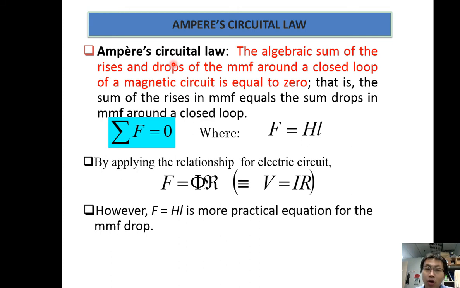So Ampere circuit law. Ampere circuit law is quite similar to the Kirchhoff voltage law and the current law. Ampere circuit law states that the algebraic sum of the rises and drops of the MMF around a closed loop of a magnetic circuit is equal to 0. So total F will be equal to 0. Which means when we generate the magnetic flux that flows through the steel, all the source to the magnetic circuit reluctance components will sum up to 0. Okay? And then we also can apply the formula F equals HL or F equals phi R.